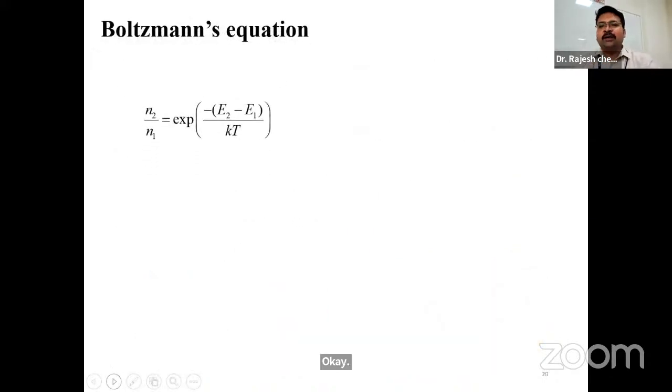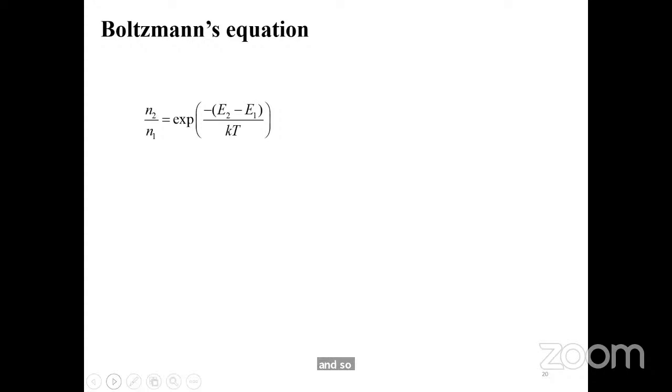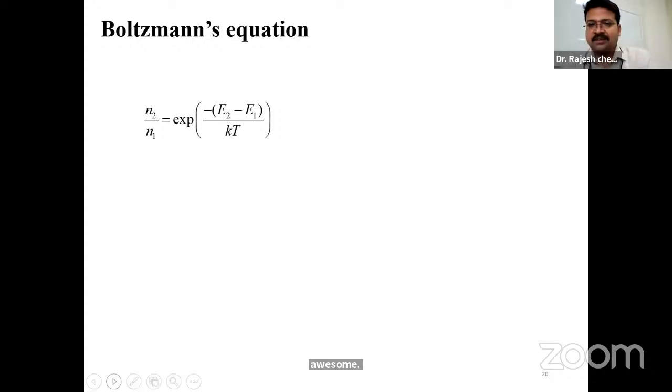So here what is important is Boltzmann's equation. Does anybody know Boltzmann's equation from your thermodynamics laws? You have thermodynamics in +2, right? First law of thermodynamics, second law of thermodynamics. Have you studied or not? Yes, sir. No, thermodynamics also you did not study. It's okay, it's very simple.